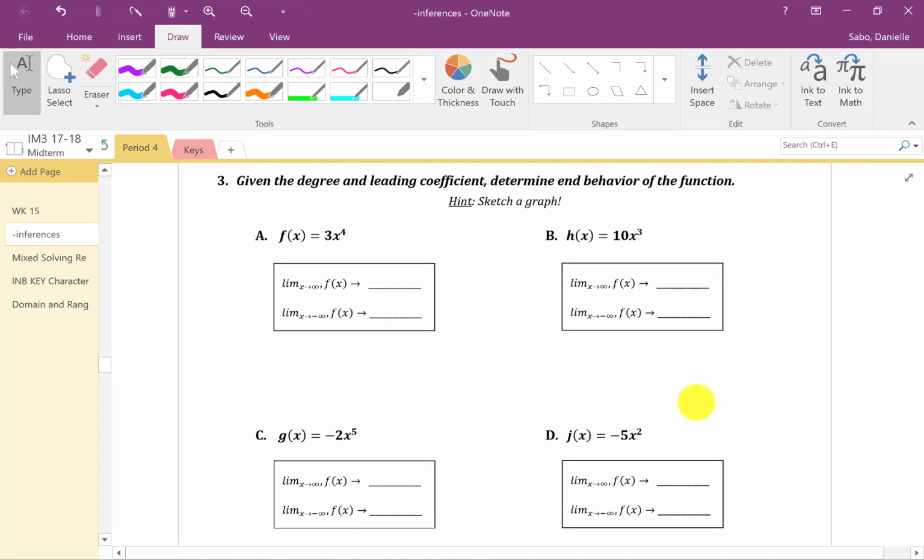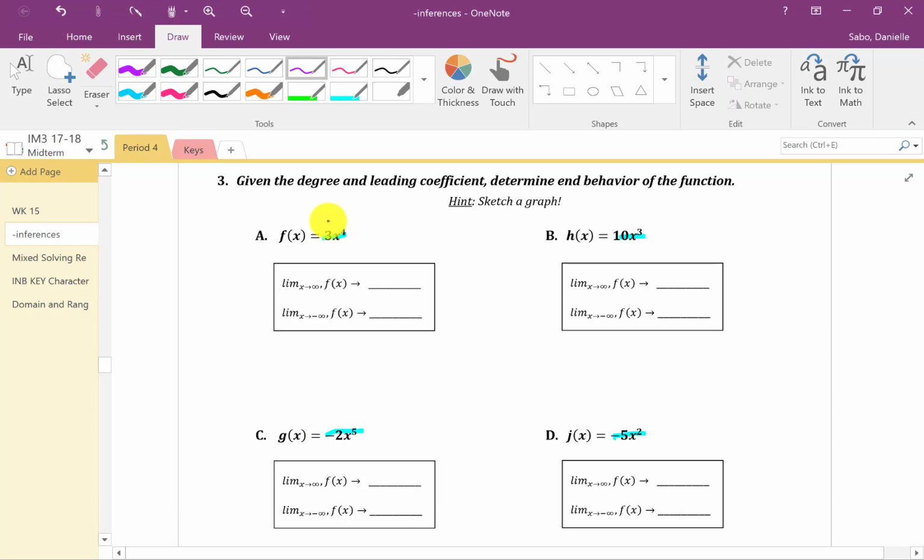Given the degree and leading coefficient, determine the end behavior. So this, again, sketch a graph because it's going to help you out. Or since you guys are really good at using your graphing calculator now, you can plug all of these into your graphing calculator and not even have to think. You can just tell me the end behavior. But for the sake of learning about these functions, let's kind of talk about it.